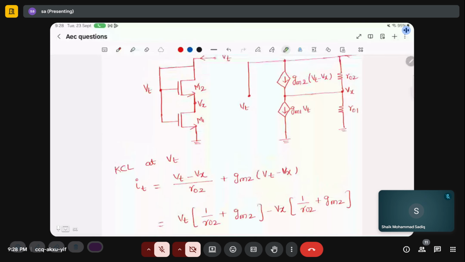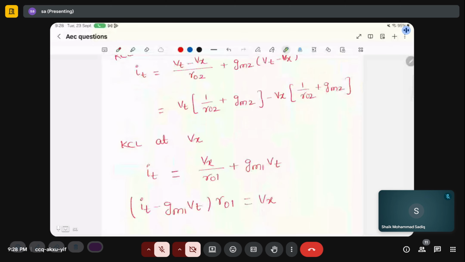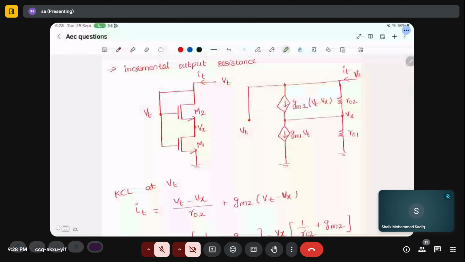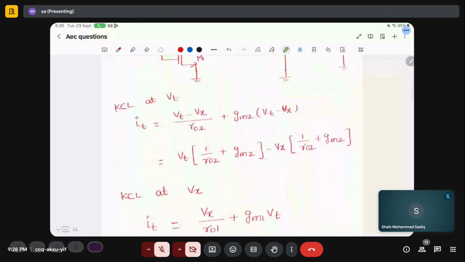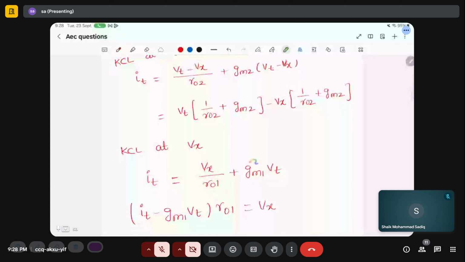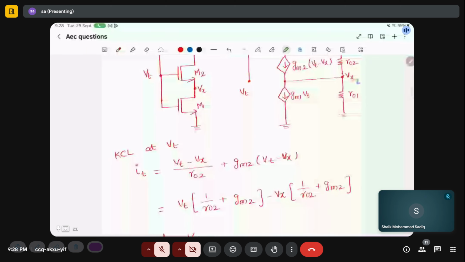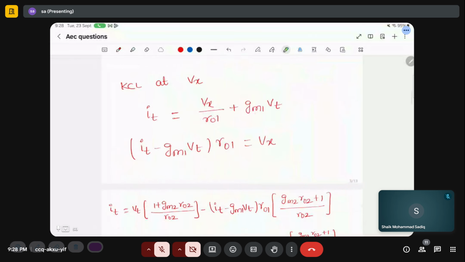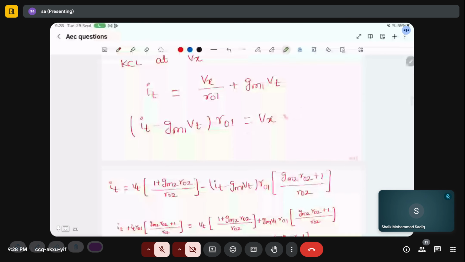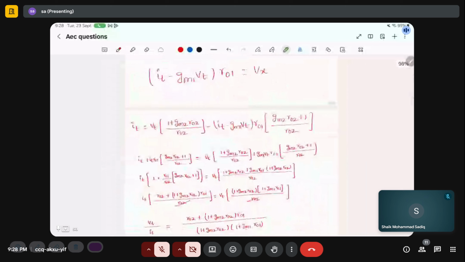Then again you apply KCL at this node potential. Again, the sum of these two currents is also IT. So IT is the current flowing in this branch, Vx by RO1, plus the current flowing in this branch, gm1 VT. So you will get this equation. These all are simplifications.